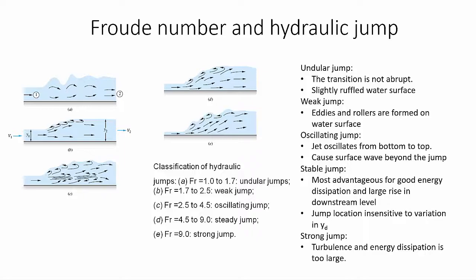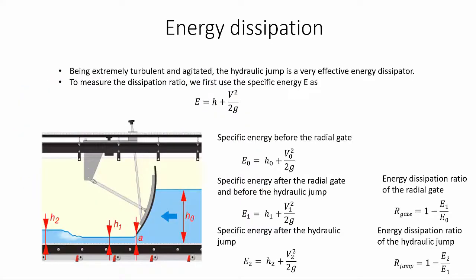Finally, if we have a Froude number greater than 9, we will have a strong jump. The turbulence and energy dissipation is too large, and this type of jump can be dangerous. One of the major functions of the hydraulic jump is as an energy dissipator.